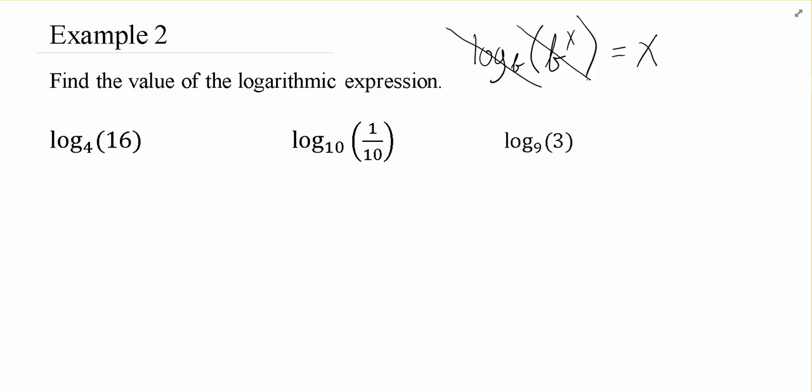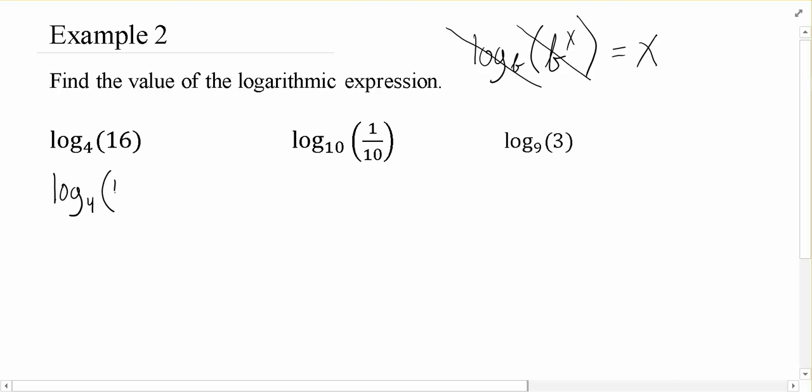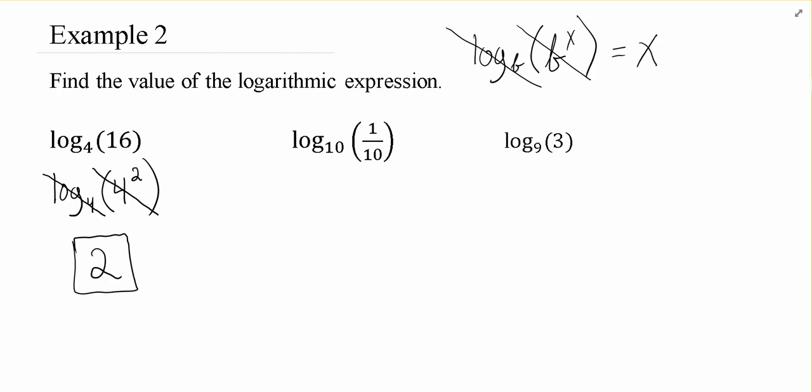So in this first example that I have, log base 4, I'd like to rewrite 16 as an exponential whose base is 4. And I can do that. I can rewrite 16 as 4 to the second power, or 4 squared. In doing so, I now have log base 4 and 4 to a power. The log base 4 and the 4 to a power undo one another because they're inverses, and all I'm left with is 2. So log base 4 of 16 is equivalent to 2.